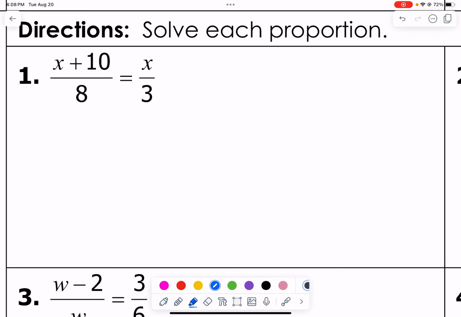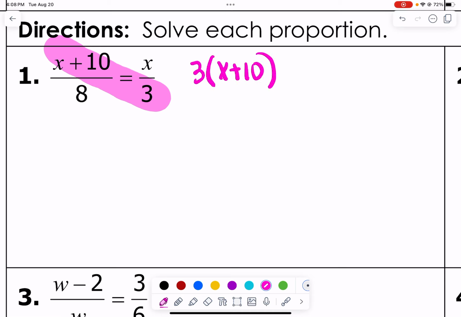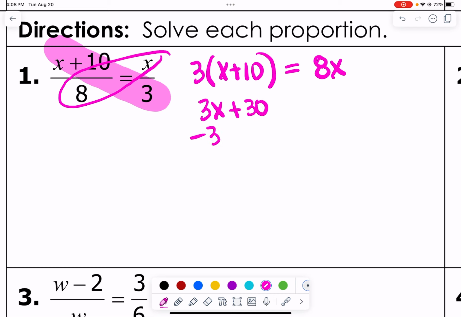Okay. So first we're going to cross here, and so that will give us 3 times x plus 10 equals, then we're going to cross here, and we will get x times 8, which is 8x. Distribute 3x plus 30. Subtract 3x on both sides.